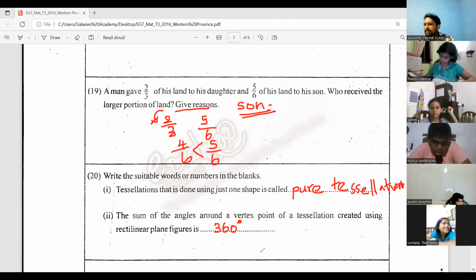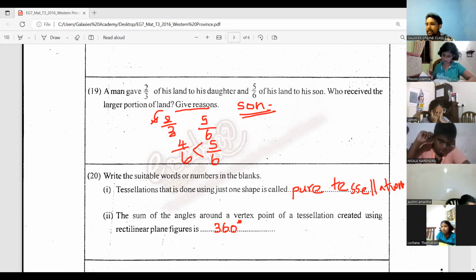Another tessellation type, do you remember? If we use more than one shape for the tessellation, what's the name? Semi-pure tessellation, right? Semi-pure tessellation. Then you also studied about the conditions. What are the conditions satisfied when you create a tessellation?